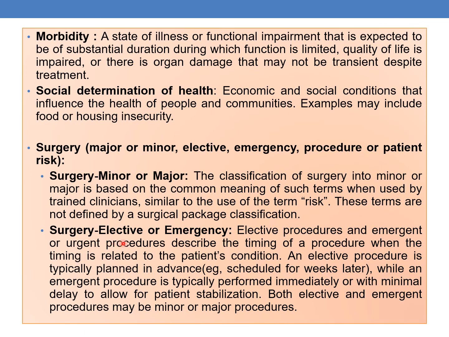Coming to surgery, elective or emergency. Elective procedures and emergent or urgent procedures describe the timing of a procedure when the timing is related to the patient's condition. An elective procedure is typically planned in advance, that is scheduled for weeks later, while an emergency procedure is typically performed immediately or within minimal delay to allow patient stabilization. Both elective and emergent procedures may be minor or major procedures.